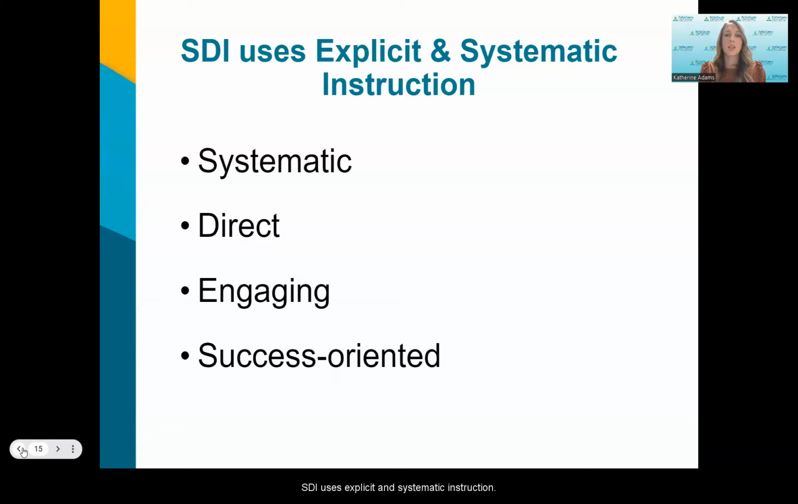SDI uses explicit and systematic instruction. Not only is there a specific process that teachers will go through, but instruction is direct and clear, while also engaging at a perky pace to keep students involved and wanting to know more. And ultimately, it's success-driven. We want to make sure that we are providing instruction that leads to student positive outcomes.